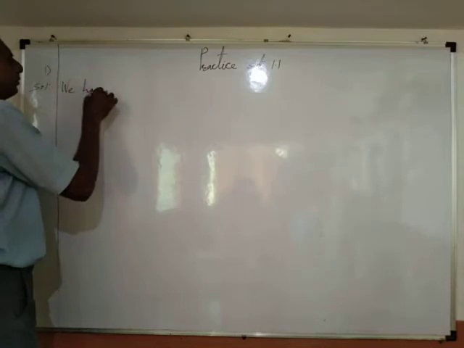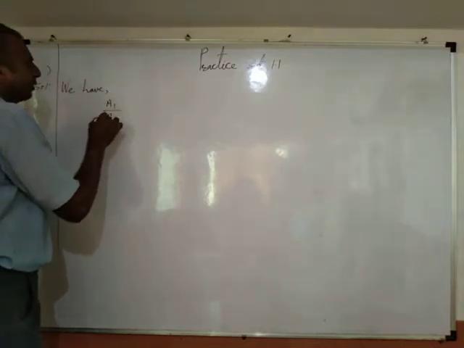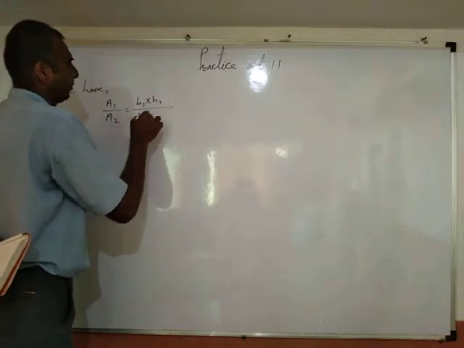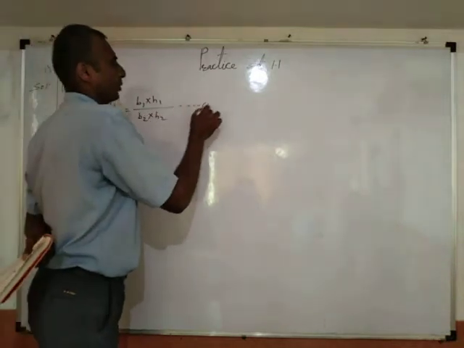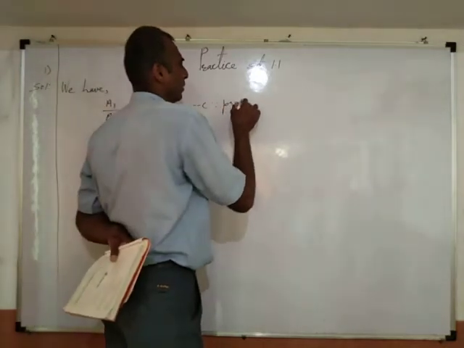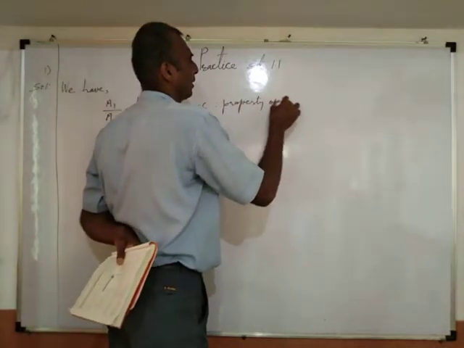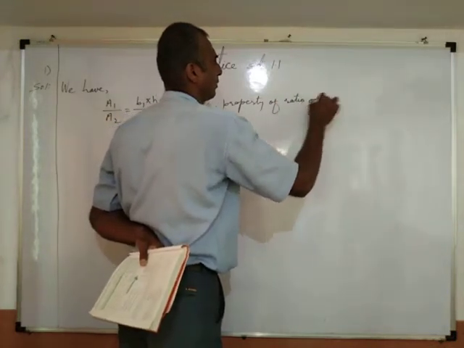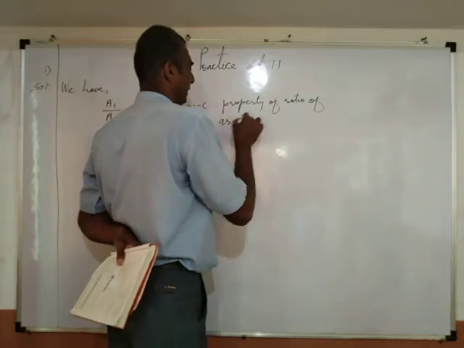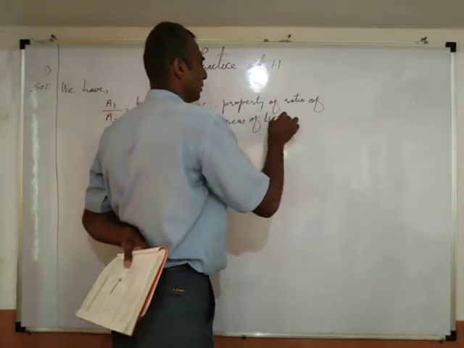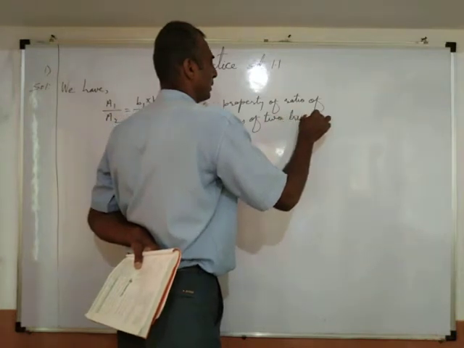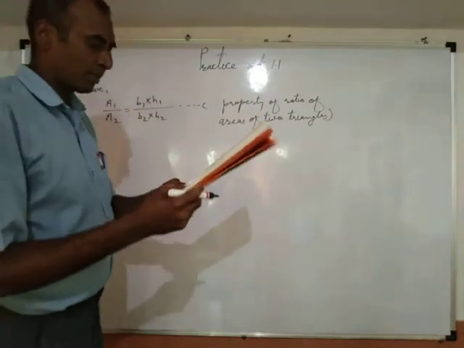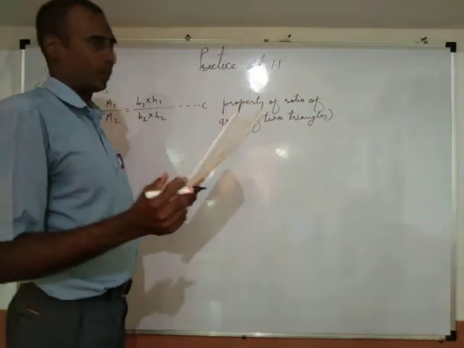We have A1 upon A2 equals B1 into H1 upon B2 into H2, since property of ratio of areas of two triangles. From given information, base of a triangle is 9 and height is 5.